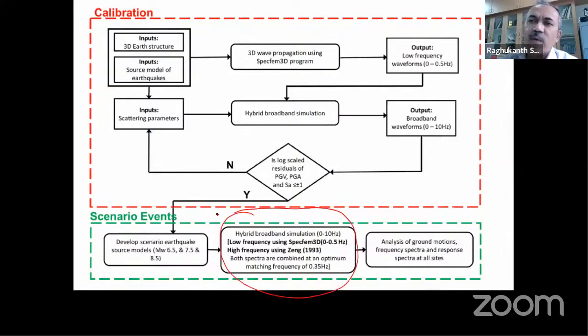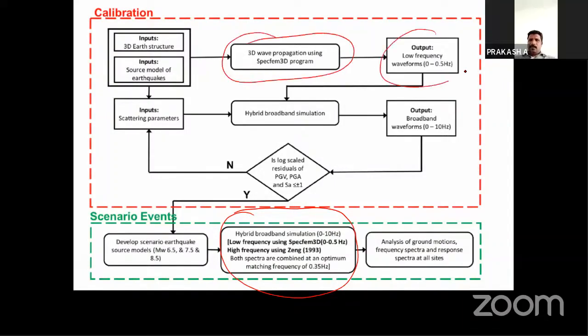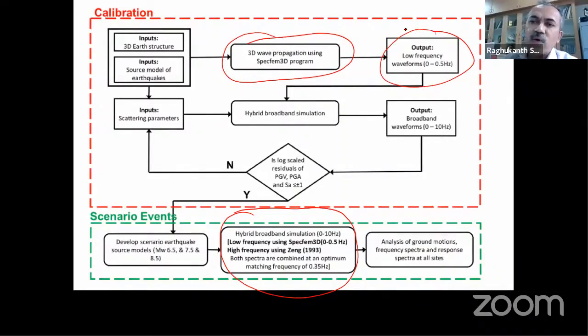These models are now very popular, and all over the world they are using them for simulating ground motions. So we simulate the low frequencies from our spectral element model, that is 0 to 0.4 hertz. In some cases we go up to 1 hertz or 2 hertz, based on the element size. And then we use scattering parameters, the isotropic scattering theory by Jung, to simulate the high frequencies, some 1 to 10 hertz. Then we combine both of them and simulate the broadband time history, which is valid from 0 to 10 hertz.